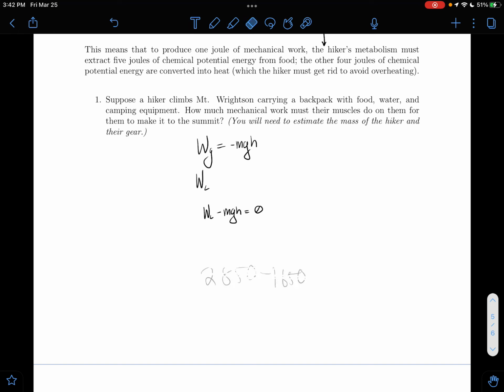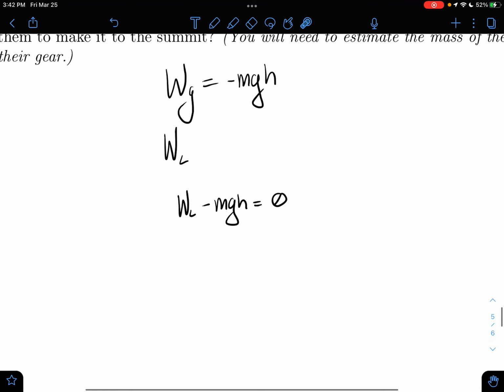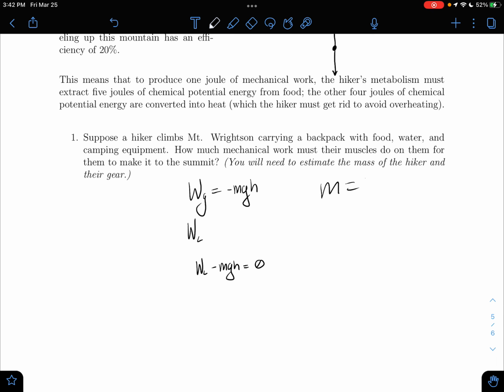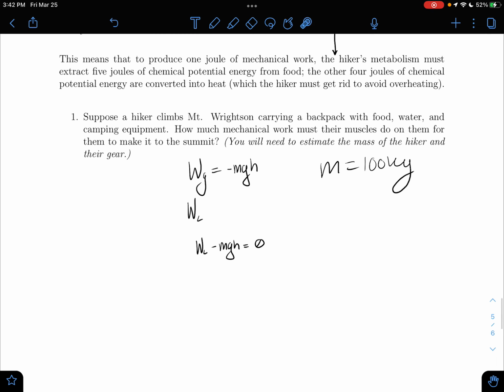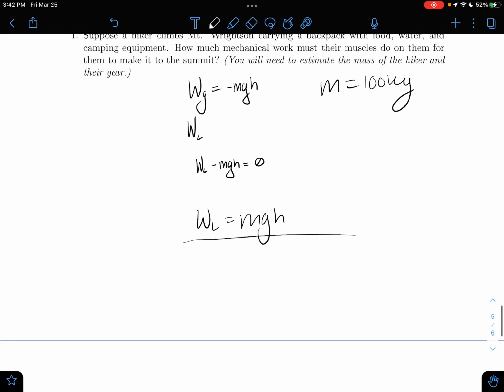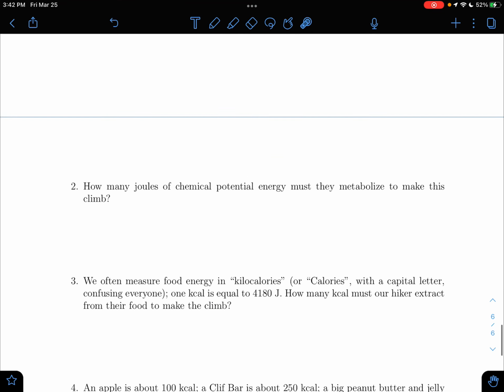Either way, we estimate our m. I said a person with gear, just to keep it a round number, mass was 100 kilograms. It's probably not that much, probably closer to 70, but this is easy to estimate with if I don't feel like punching things into my calculator. So our work done by our legs is just going to be mgh. Those are all known values now because we made an assumption about one of them. Now, how many joules of chemical potential energy must be metabolized?